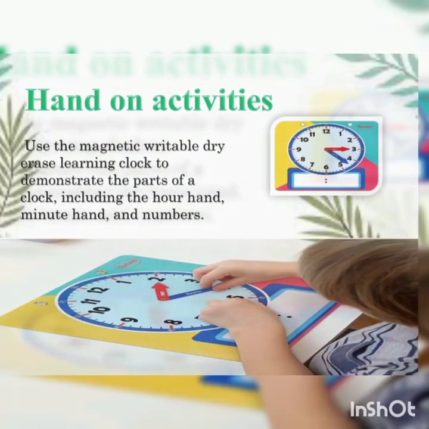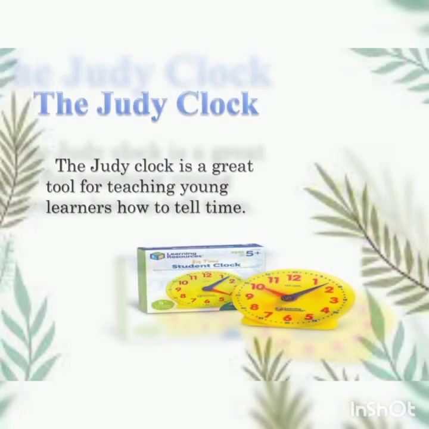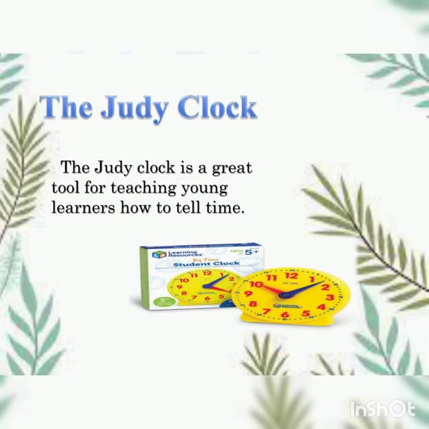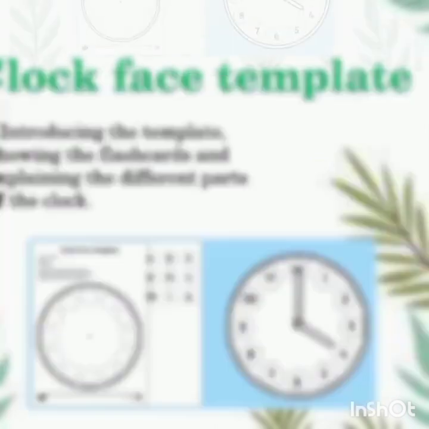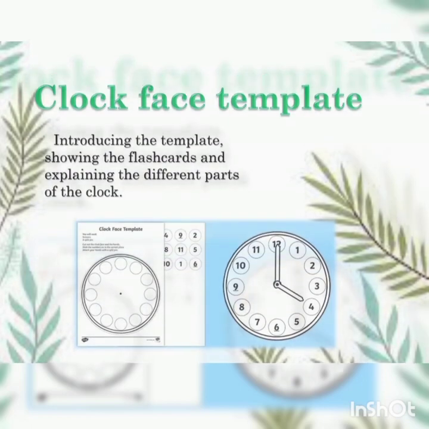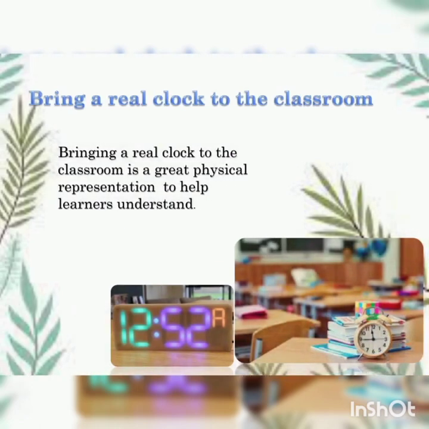We can also use hands-on activities to demonstrate the parts of the clock, including the hour hand, the minute hand, and the numbers. Also, the Judy clock, the famous Judy clock, is a great tool for teaching telling the time. Flashcards: an activity matching the clock face with the corresponding time. The clock face template: a matching activity which increases learning by matching the parts of the clock. Bringing a real clock to the classroom is a great physical representation to help learners understand.